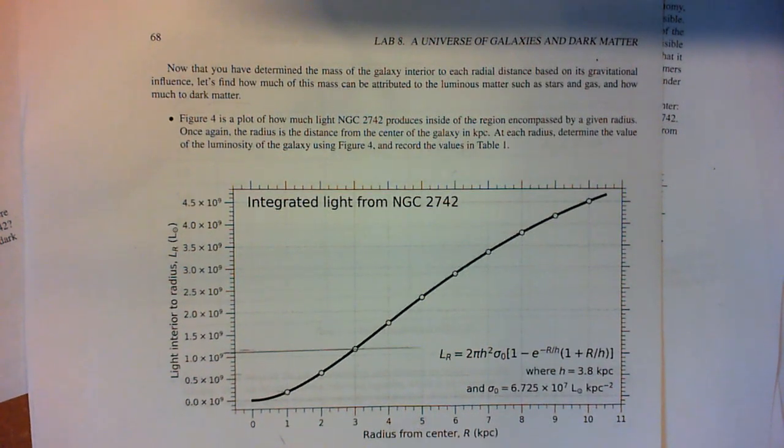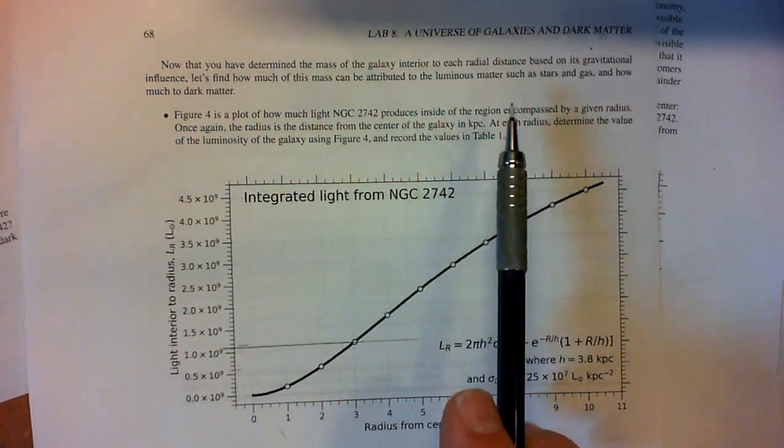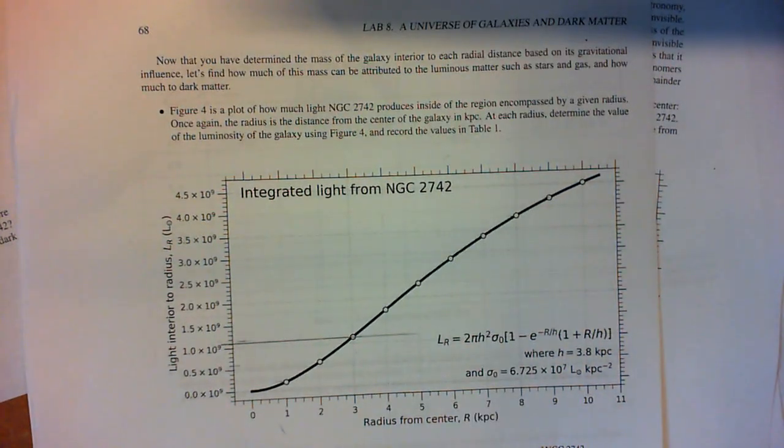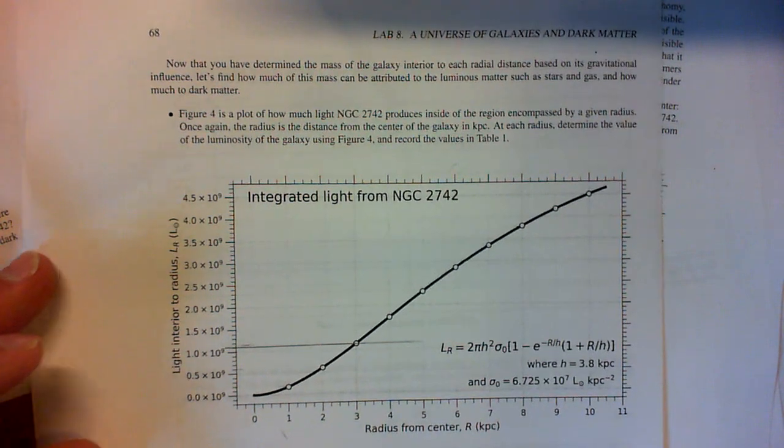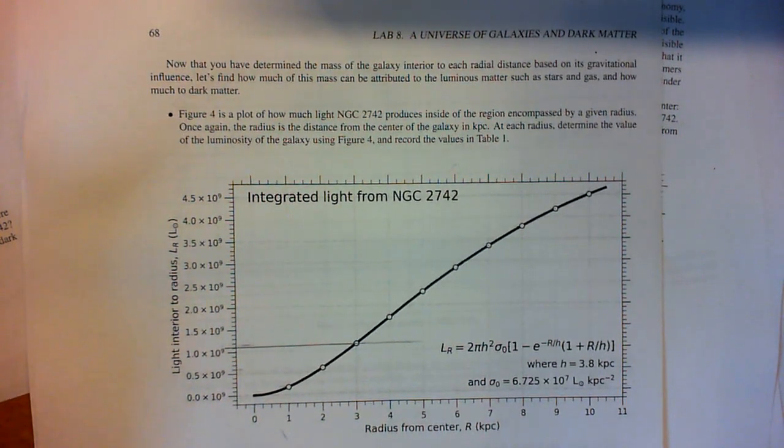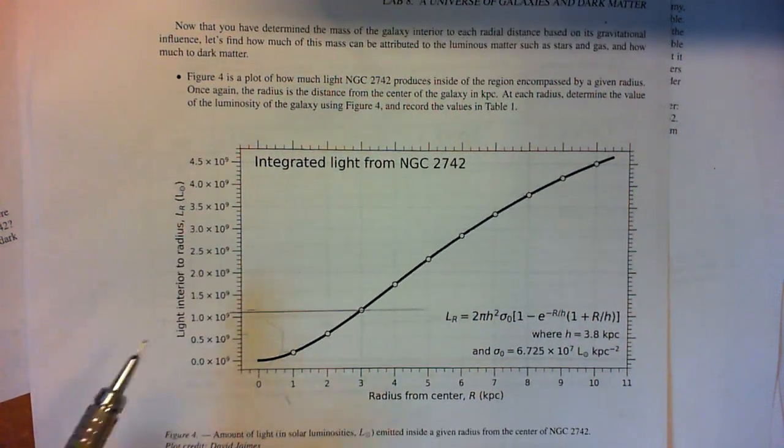Okay, page 68. Now that you've determined the mass of the galaxy that's interior to each radial distance, based on the gravitational influence of the mass, let's find out how much of that mass is actually glowing, and then that lets us calculate how much of it is dark matter. So this is a graph. This figure 4 is a graph.